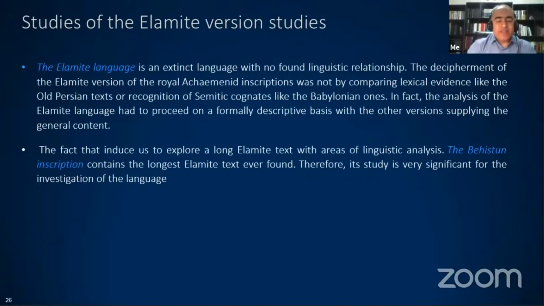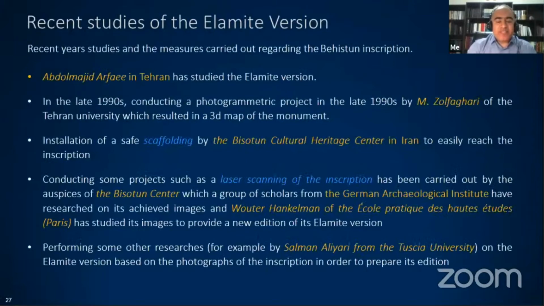In recent years, some scholars, like Abdulmajid Arfaee in Tehran, have studied the inscription. In the late 1990s, a photographic project was conducted by Zolfaghari from the University of Tehran, which produced a 3D map of the monument. Fortunately, the Behistun Cultural Heritage Center in Iran has taken some invaluable measures regarding the inscription. It is worth mentioning the installation of a scaffolding with a wide platform to easily reach the inscription and stand directly in front of it to perform photography work.